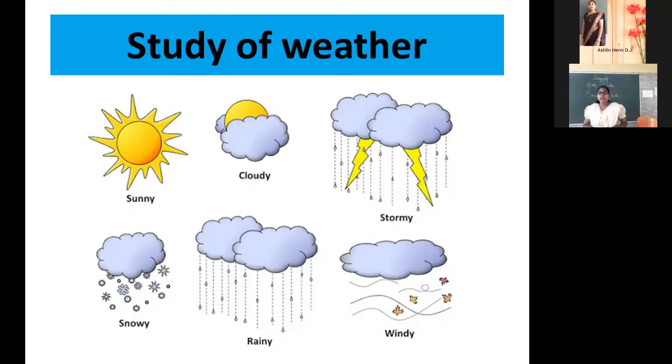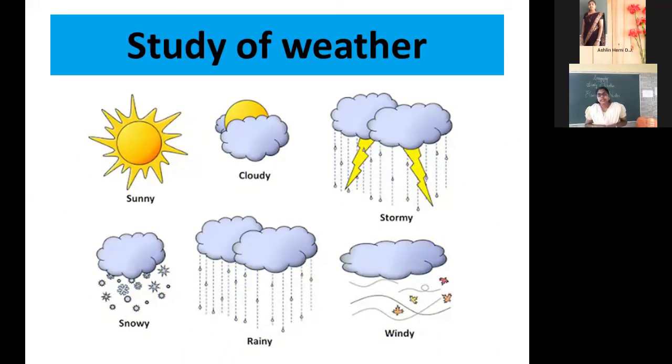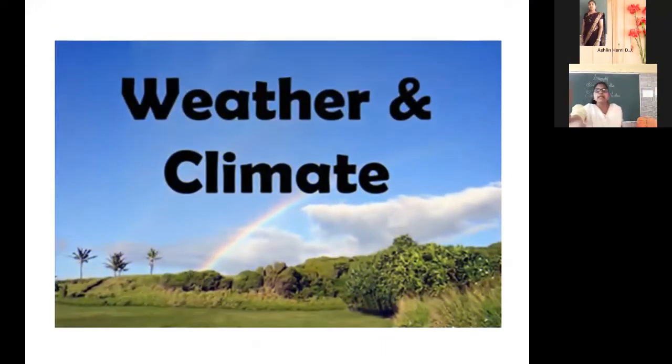Study of weather. Do you know what is meant by weather? Period. Short period. Okay, give me an example for weather. Minutes or hours. Climate is for a long period of time. Can you see?